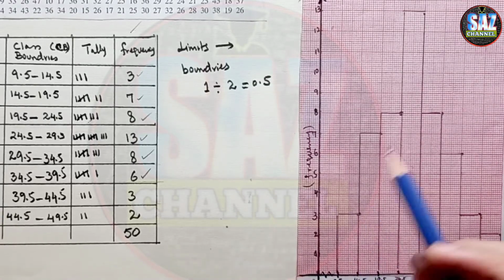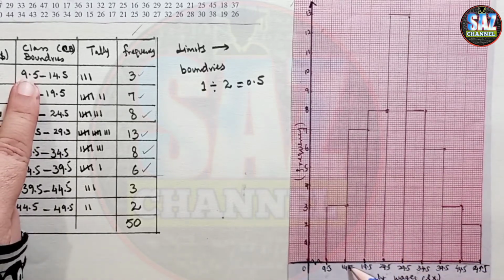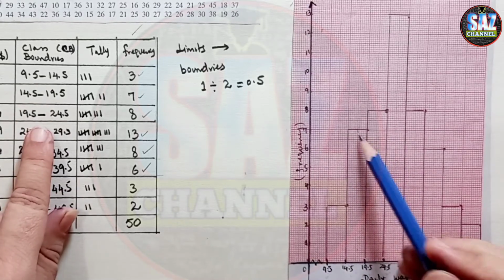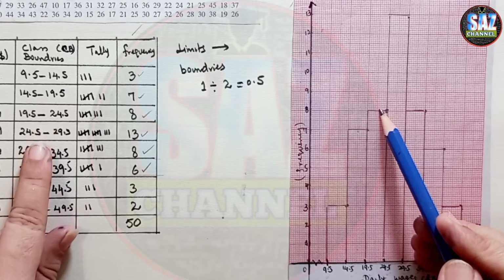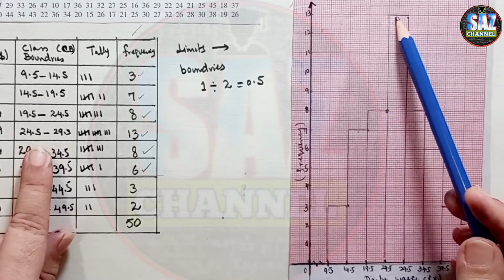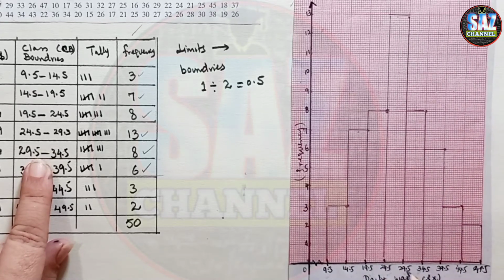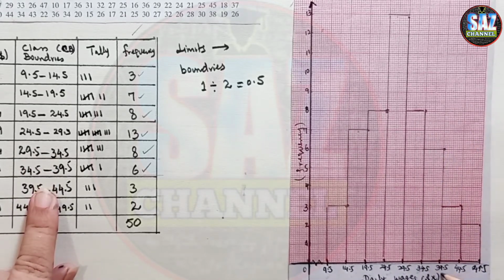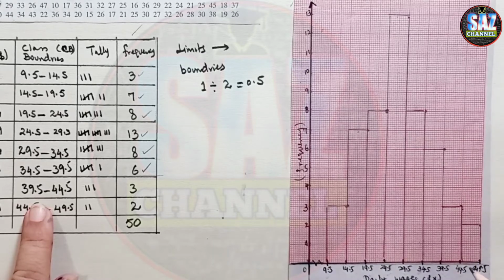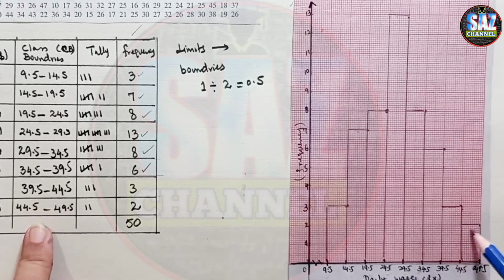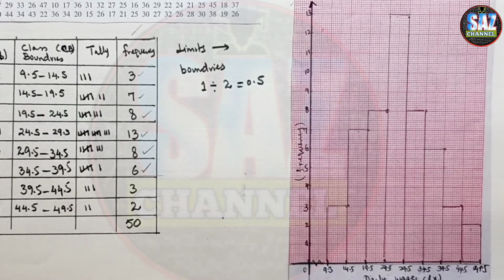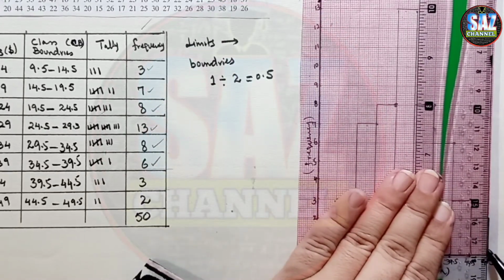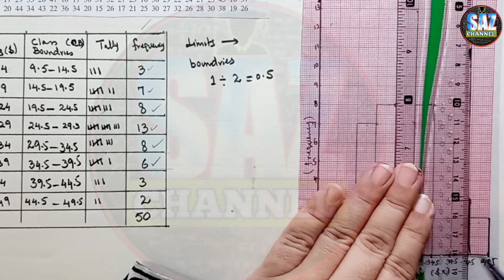And then what we have to do is quickly reconfirm: 9.5 to 14.5, the frequency is 3, 14.5 to 19.5, the frequency is 7, then 19.5 to 24.5, this is 8, and this is 13, this is 13, then 29.5 to 34.5, this is 8, and 34.5 to 39.5, this is 6, and 39.5 to 44.5, this is 3, and this is 2. So my frequencies are plotted correctly, and now I can confirm my work by using a black pen. So let's quickly complete the work.